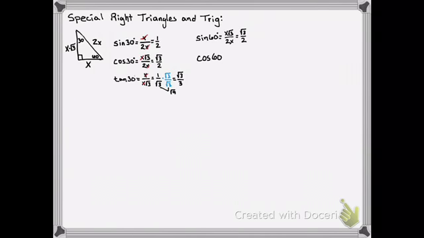If you look at the cosine of 60 degrees, that's going to be the adjacent side, which is x, divided by the hypotenuse, which is 2x. And that works out to be 1/2. That's the same as the sine of 30 degrees.